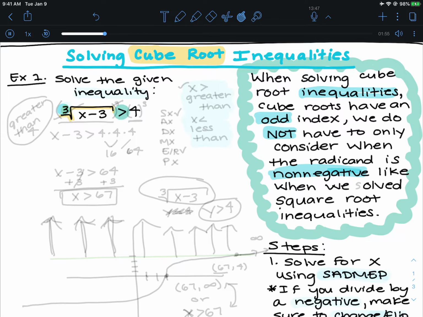Here are the steps. We have to solve for x. How? We are going to use SWBAT, same thing as yesterday. And if you divide by a negative, remember to change or flip the inequality. That's just a rule to remember. Then represent your answer in inequality or interval notation, whichever one you choose.